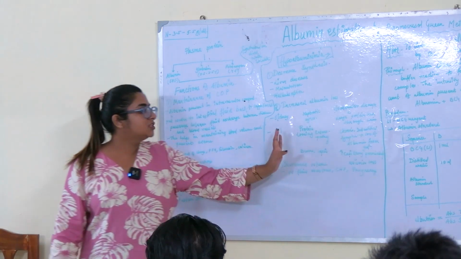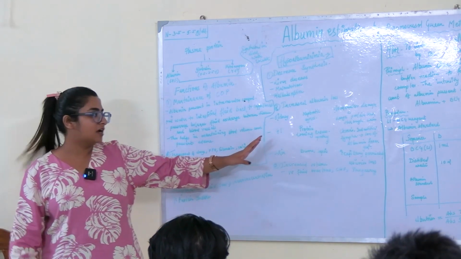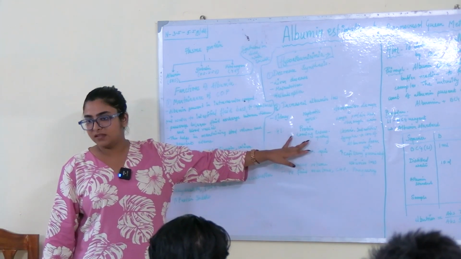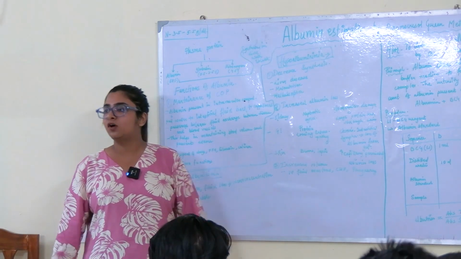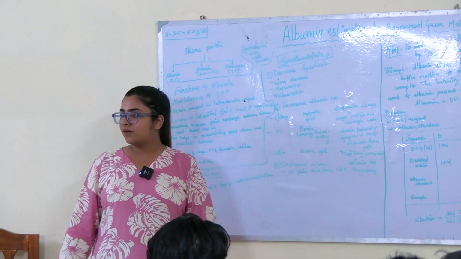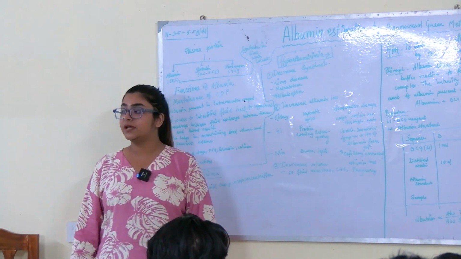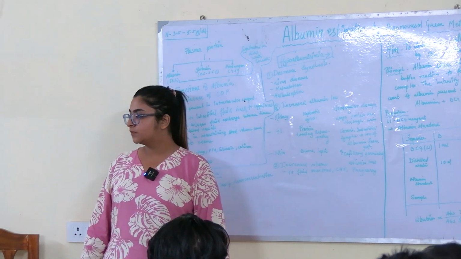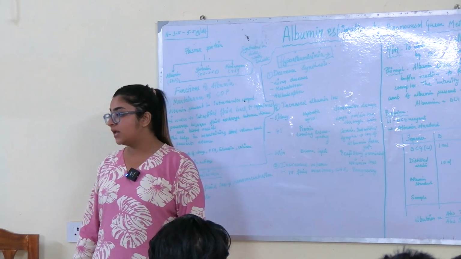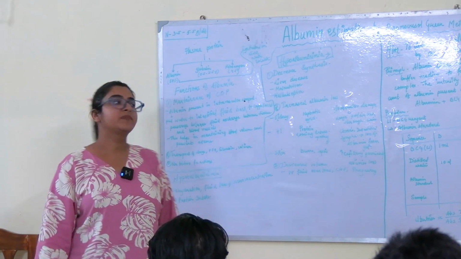Okay. Then GI, in our GI tract. This is protein losing enteropathy. In diseases like Crohn's disease, have you heard about the disease Crohn's? You will hear when you go to second year in pathology. Crohn's disease. Okay. Crohn's disease.